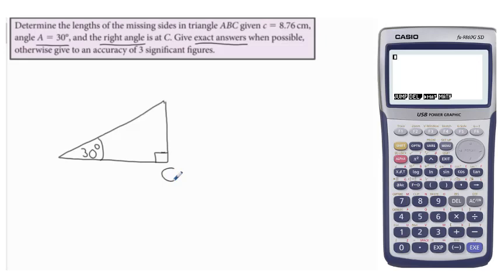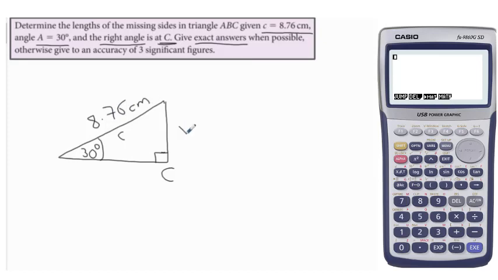And if you see this sort of convention for labeling sides and angles, as in if you're using lowercase letters for the side and uppercase letters for angles, then they are opposite each other. So this little c is going to be that one there. So that's going to be the 8.76 centimeters.